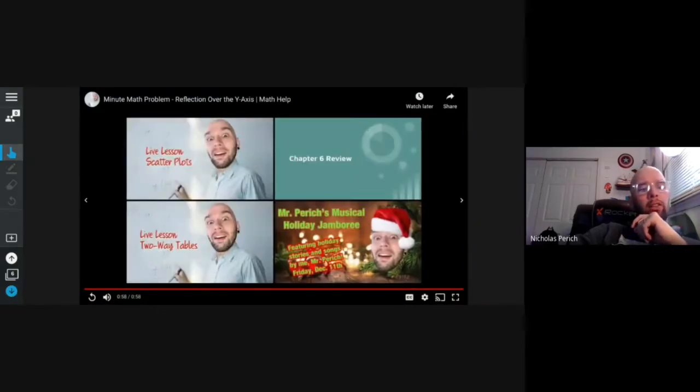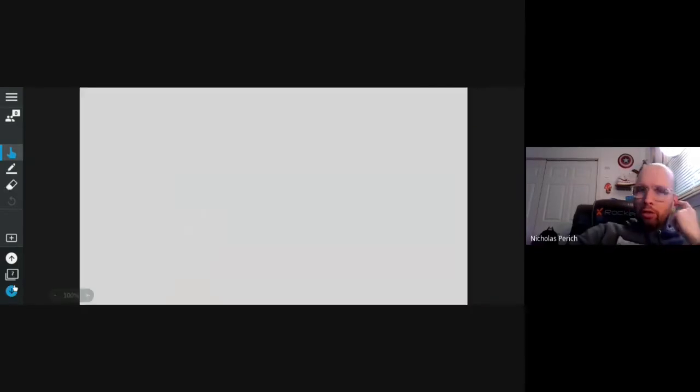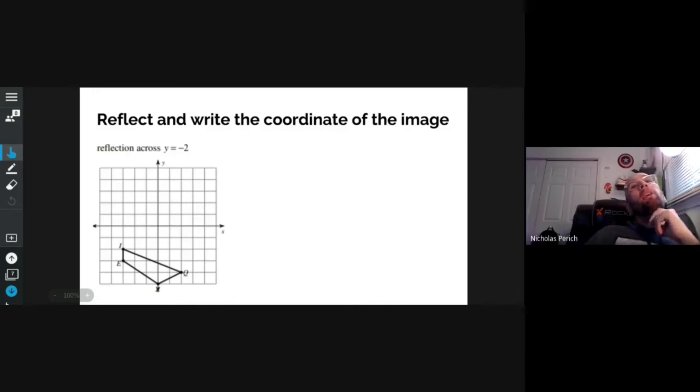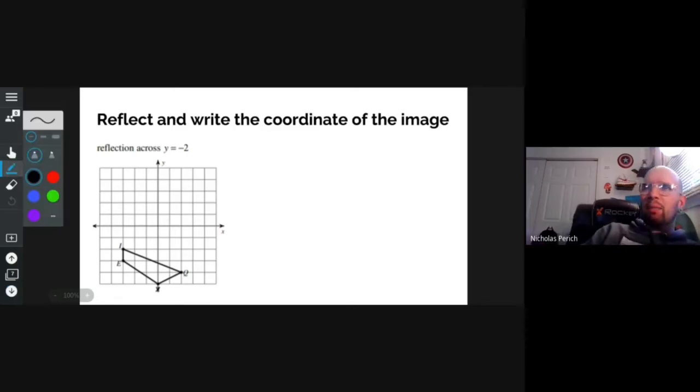Yes, all very exciting, Mr. Parrish, but what does that mean for us today? Well, it means something very unique and different. You see, boys and girls, the problem does not reflect over the y-axis, nor is it reflected over the x-axis. It's reflected over the line y equals -2. The heck is that, bro? You're thinking, Mr. Parrish, the heck is that?